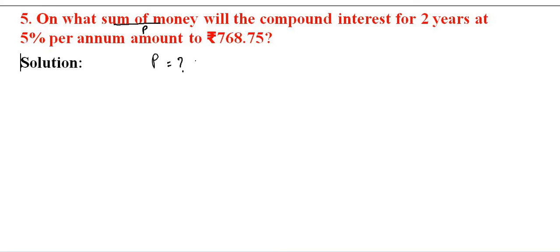So here principal is not given, but time is given. Time means either N or T. It is given 2 years, and rate is also given. Rate is 5%. And CI is also given. CI is 768.75 rupees. Okay, so we will calculate it.